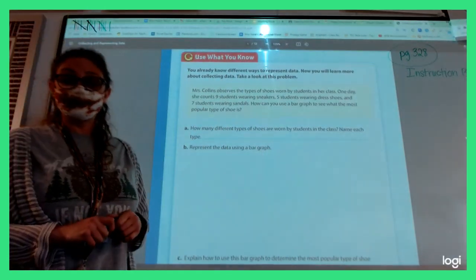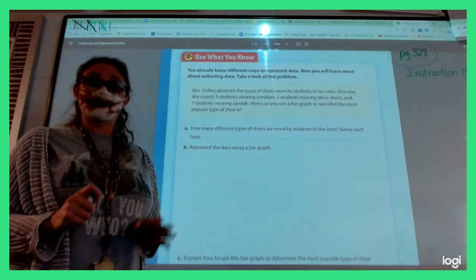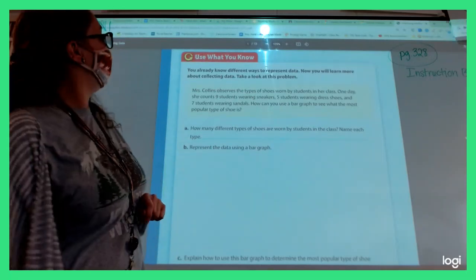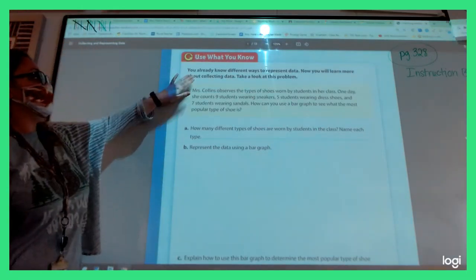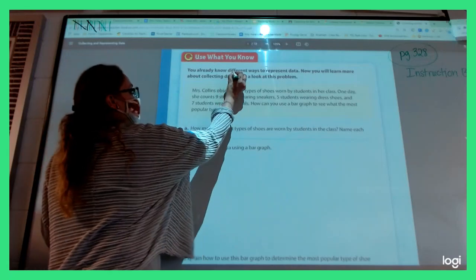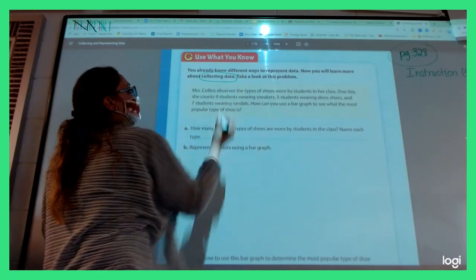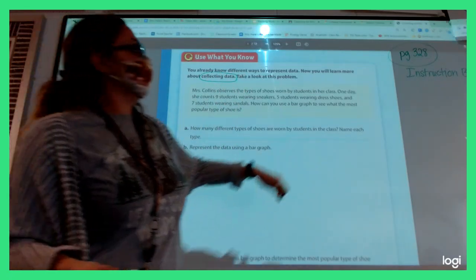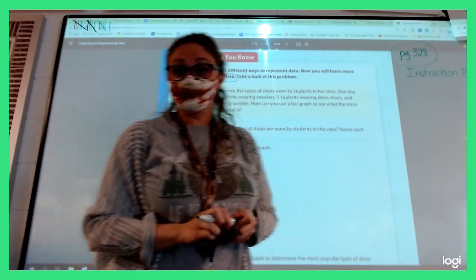We are moving on to something a little bit different, which I'm relieved about. Hopefully you are as well. We are still talking about collecting data. So I'm going to circle this word up here. And friends at home, you should already be here, but you should be on page 328 in your instruction book.